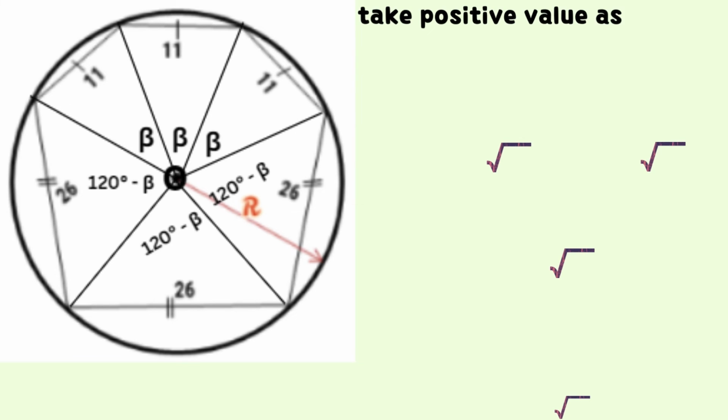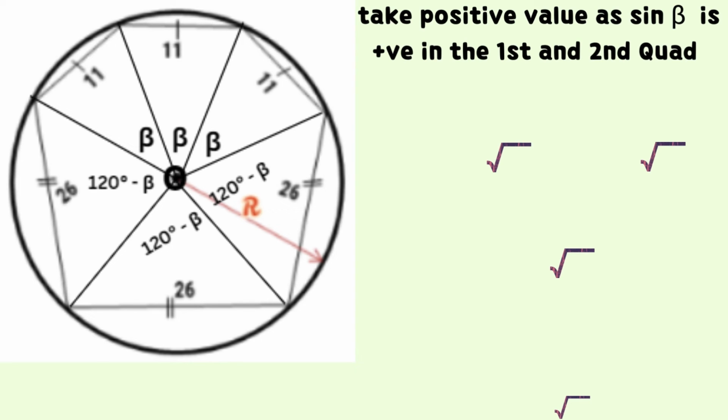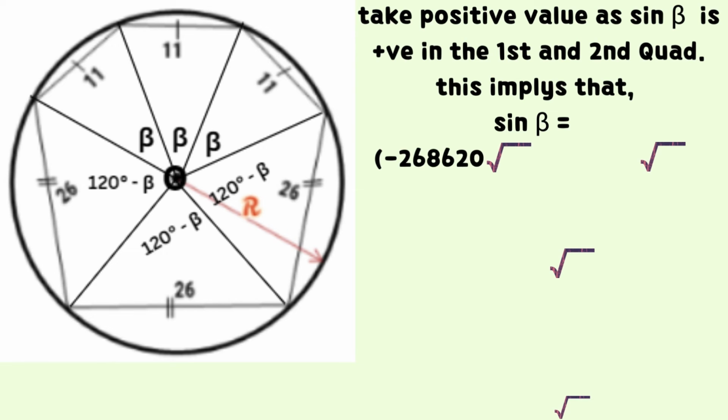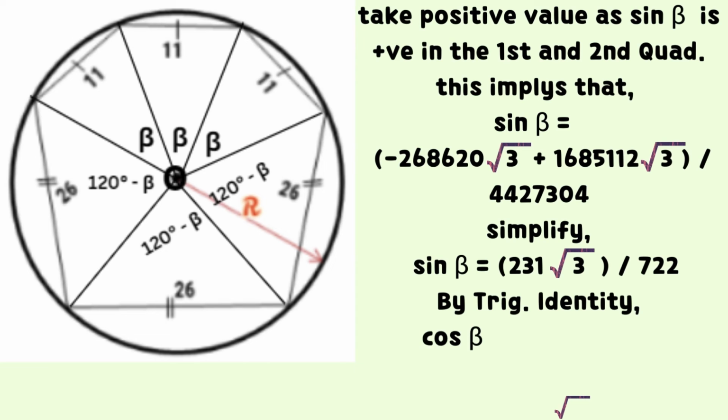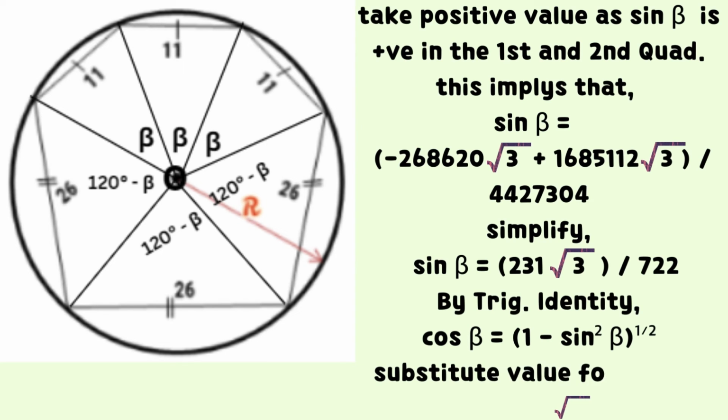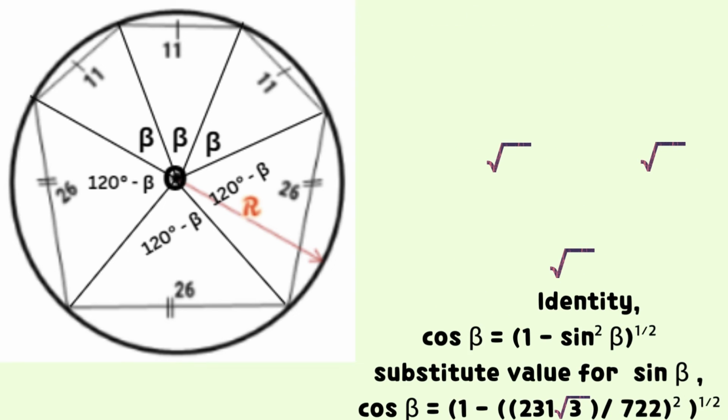Take the positive value of your result because sine beta is positive in the first and second quadrants, and we are solving for an angle less than 180 degrees, the sum of angles in a triangle. This implies that, simplifying your result, sine beta equals the product of 231 and the square root of 3 divided by 722. Use a trigonometry identity to find the value of cosine beta since we have already obtained a value for sine beta. This value of cosine beta is shown on the screen.